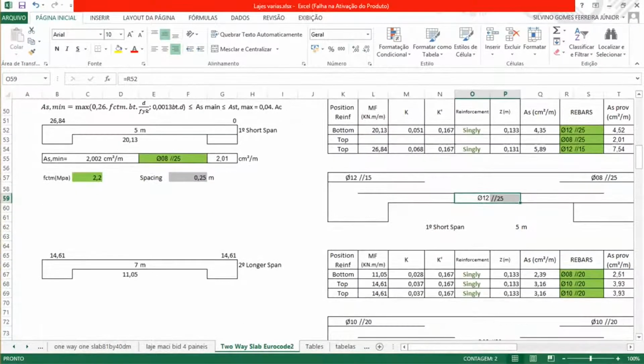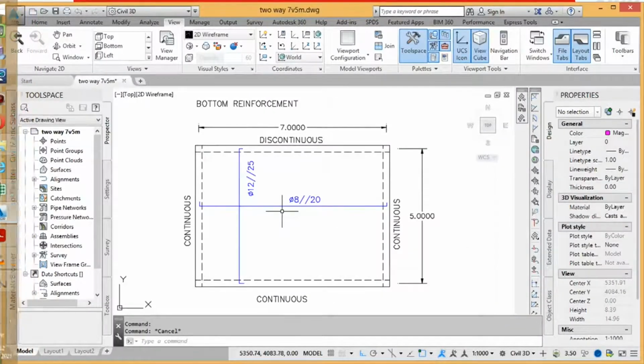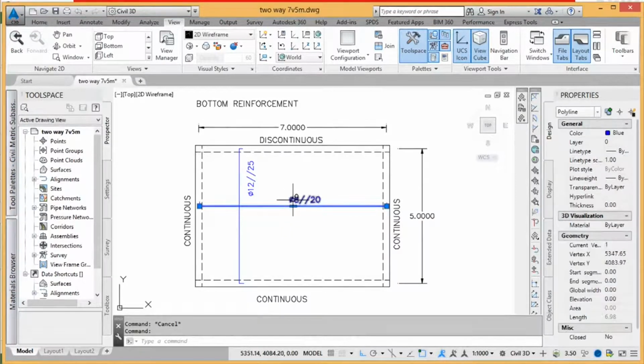Here on the bottom for reinforcement we have in the other direction, so it was the minimum, but it gives us diameter of 8 spaced by 20, diameter of 8 spaced by 20.